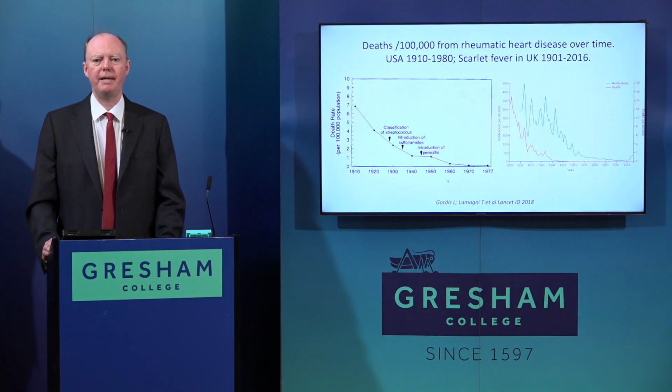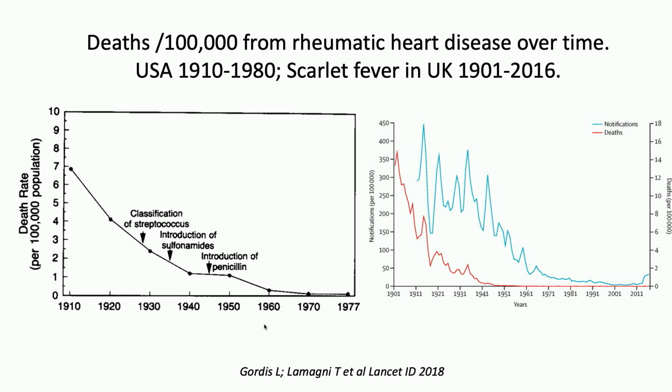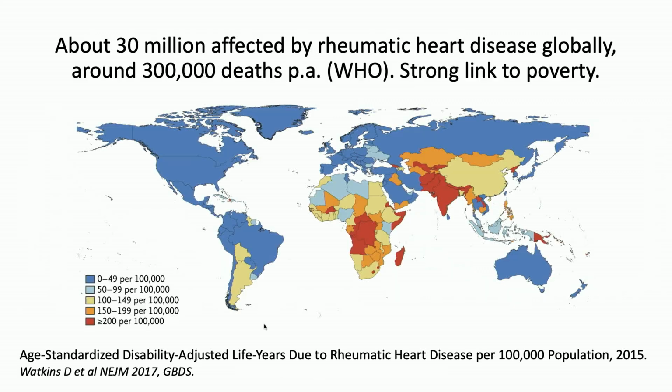Fortunately, improvements in living conditions and then the advent of antibiotics have led to a very substantial reduction. So this is now extremely rare, that people get infections bad enough that they go on to get rheumatic heart disease. So this has really gone down a very long way in high-income settings, although some older people are still living with the effects of rheumatic fever in childhood.